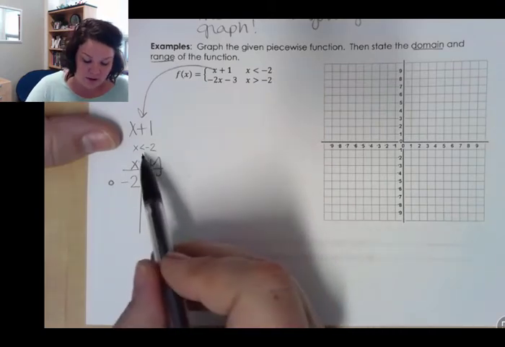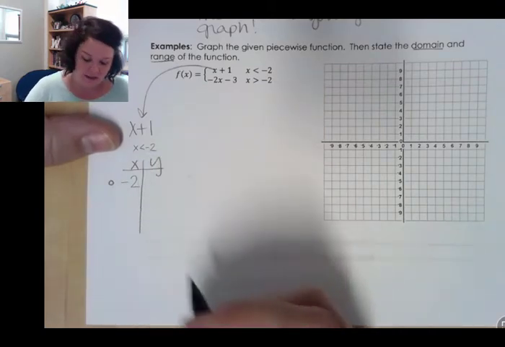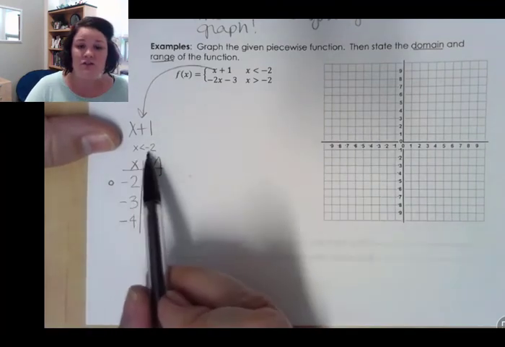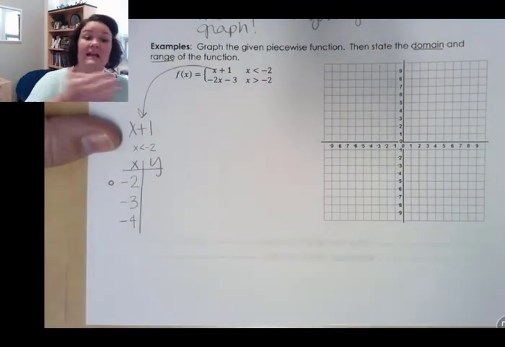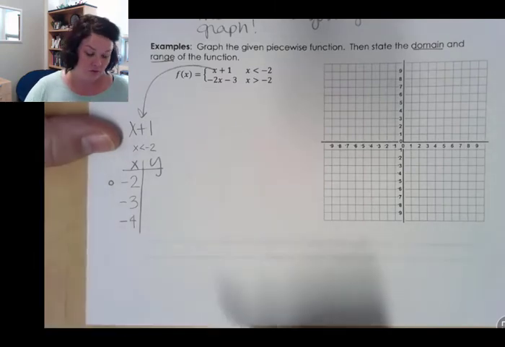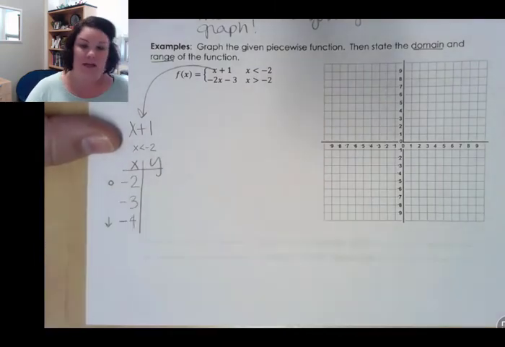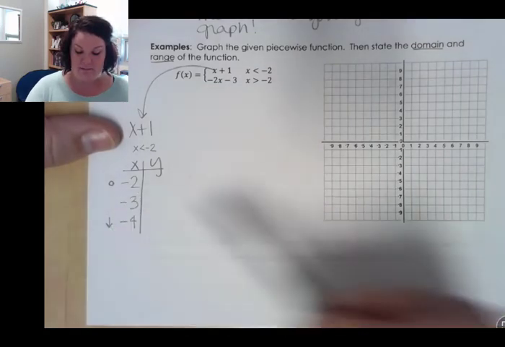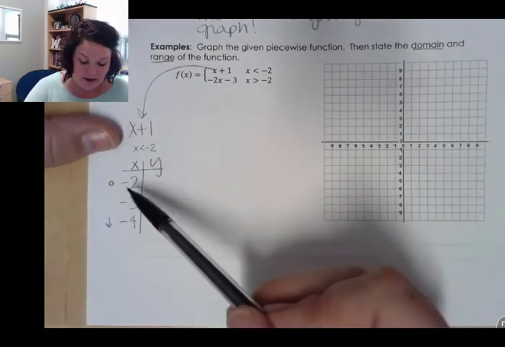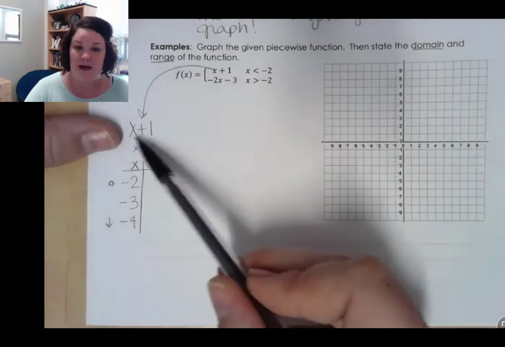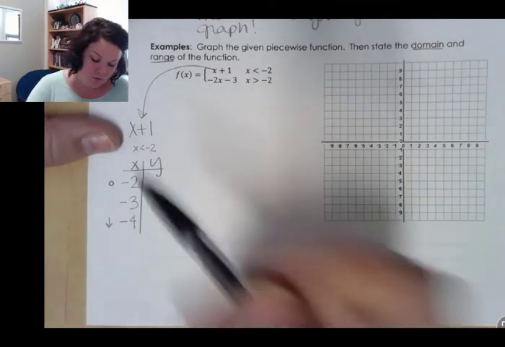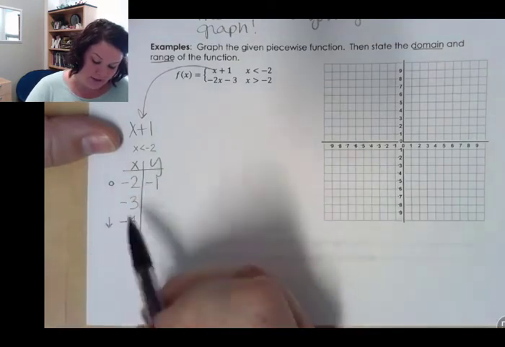Then I want to pick numbers smaller than -2. So -3, -4, and notice there's no ending point. It just says any number smaller than -2, which means it's just going to keep going and going in that direction. These points will help me make my graph shape. Now all I have to do is plug these numbers into that piece. When I plug in -2, -2 plus 1 is -1.